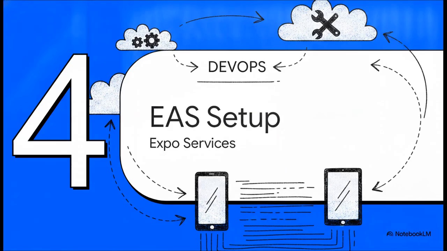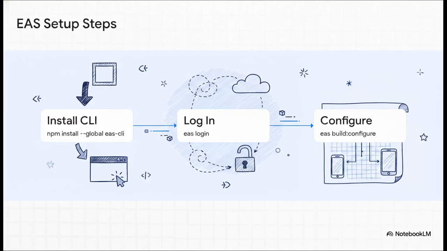Let's move to Section 4, Expo Application Services Setup. All right, so you've built this beautiful, native, accessible interface, but how do we actually get it onto a user's phone? This is where DevOps and Expo Application Services, or EAS, step in. The setup is incredibly straightforward right from your terminal.